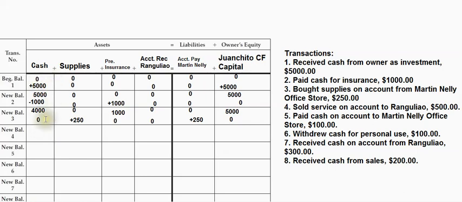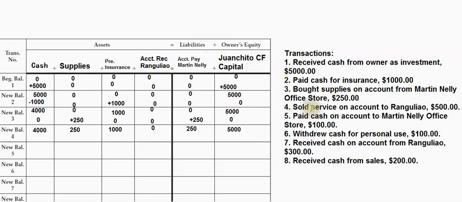So now I am going to again calculate the new balance from our previous transaction. So this is $4,000 intact, and here I have supply $250. My prepaid insurance stays the same, $1,000, and the account receivable Ranguliao, nothing. Here account payable $250, and my capital is still $5,000. Okay, and now we are going to move on to the fourth transaction.